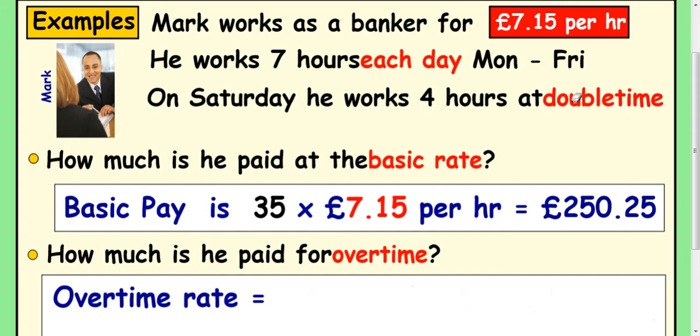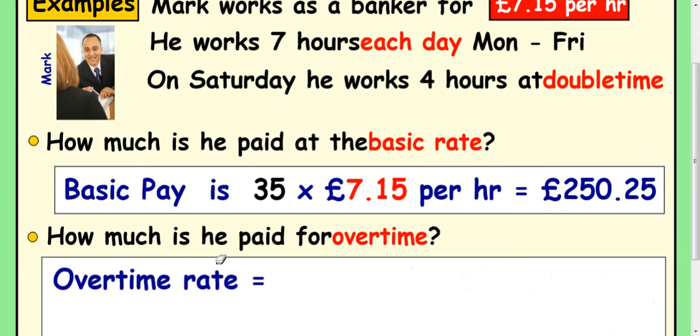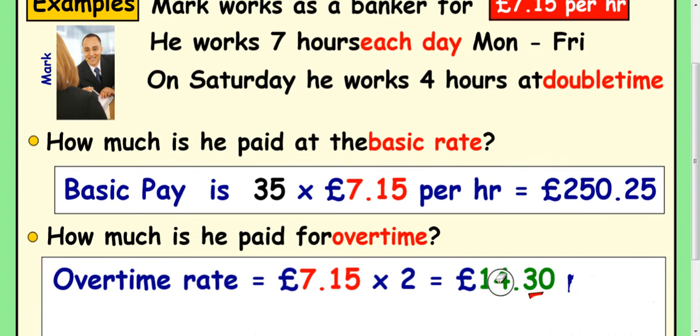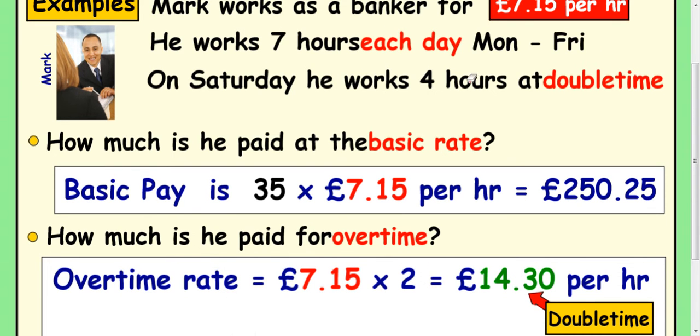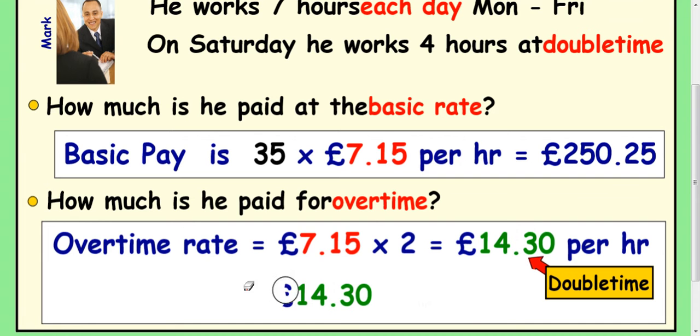Now he does 4 hours at double time. So double time is double this amount. So work out the overtime rate first. Times by 2, and he's getting £14.30 every hour. That's his double time rate. And how many hours is he working? Well, it says he works 4 hours at this rate. So 4 times that, £57.20. And if you wanted to calculate his total pay for that week, you would add these two numbers together, the basic pay plus the extra overtime.